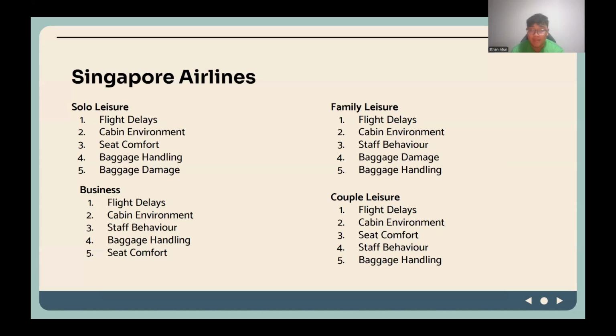Next, for Singapore Airlines, flight delays still took the number 1 spot. And now, they also have complaints about baggage damage. Both airlines have a very similar top 6, and the rest of the 6 categories have the same rankings from 7 to 12.